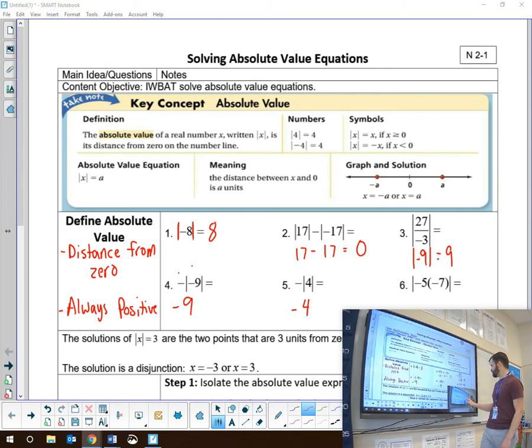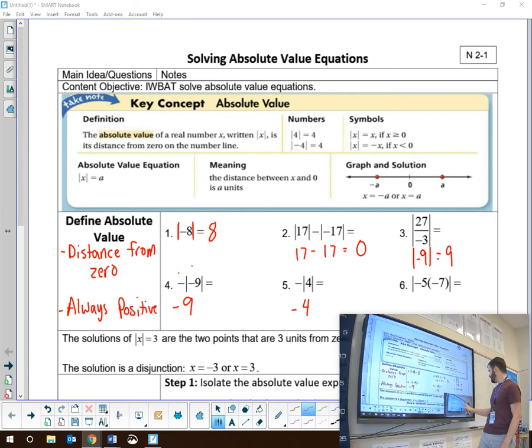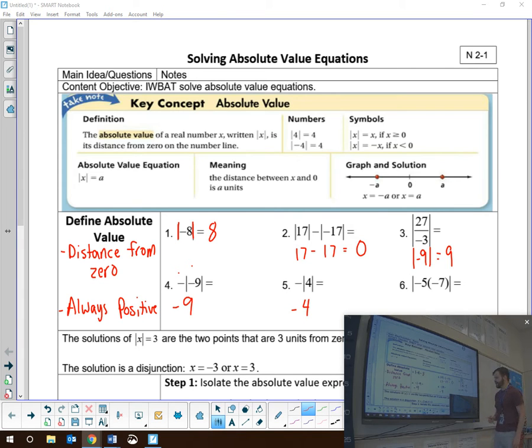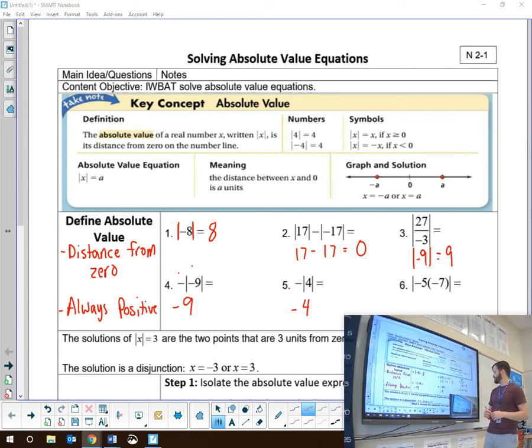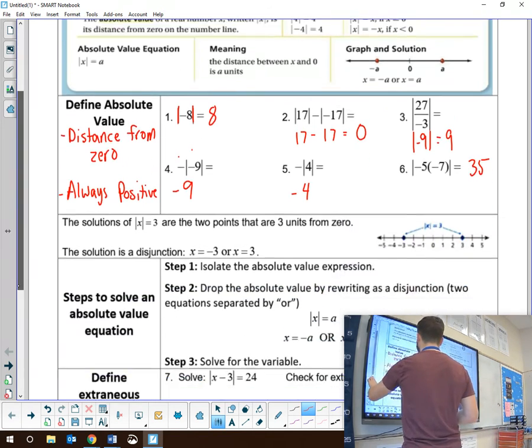Okay, try number 6 real quick. You can put that answer for number 6 in the video. I'll give you a second to do that. Good. All right, so we have negative 5 times negative 7 is a positive 35, and the absolute value of positive 35 is going to stay 35. So the correct answer is 35. Awesome job, guys.